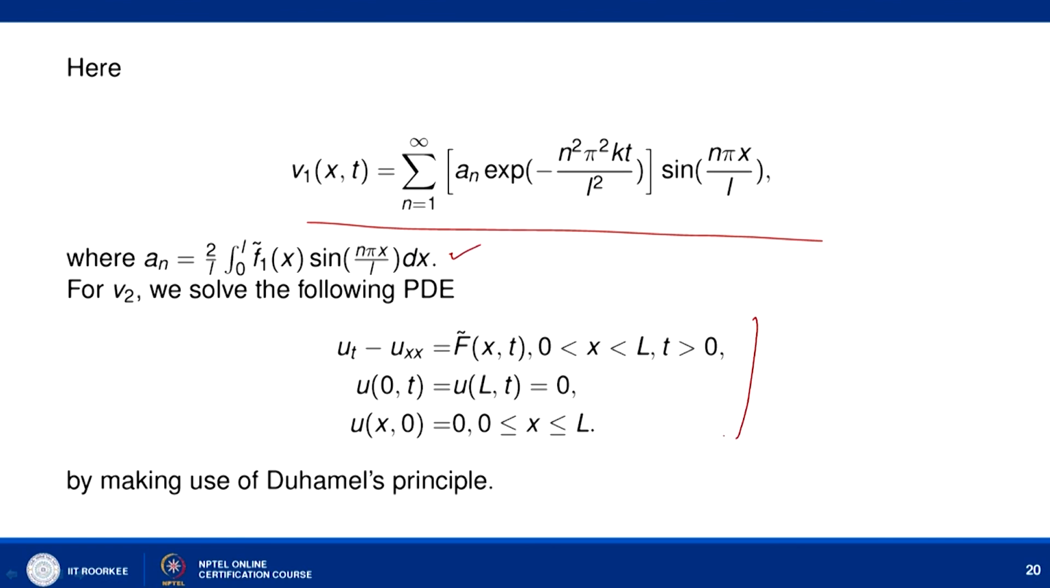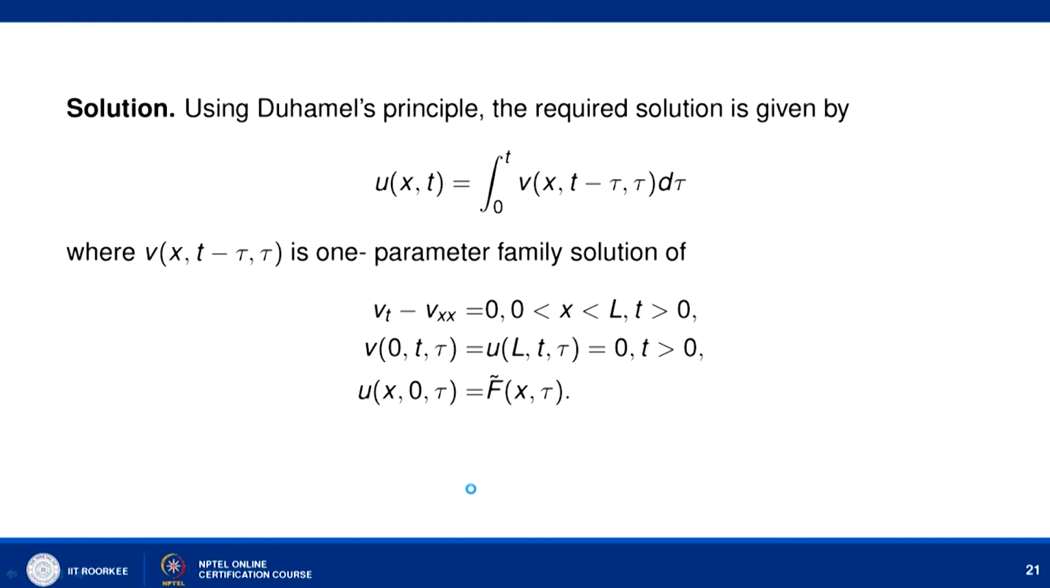Now, to find v2, we solve the following PDE, that is u_t minus u_xx equal to f tilde x,t, where x is lying between 0 to L, t is greater than 0, u(0,t) equal to u(L,t) equal to 0, u(x,0) equal to 0, and for this we use the Duhamel principle. Using the Duhamel principle, the required solution is given by u(x,t) equal to integral 0 to t of v(x,t minus tau) d tau. Now, v(x,t minus tau) is a solution of v_t minus v_xx equal to 0, x lying between 0 to L, t greater than 0, v(0,t,tau) equal to v(L,t,tau) equal to 0, and v(x,0,tau) is f tilde x and tau.